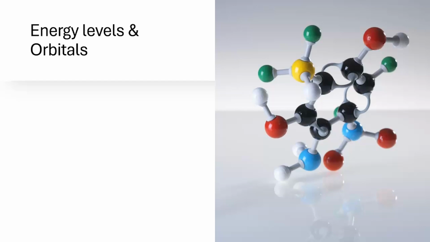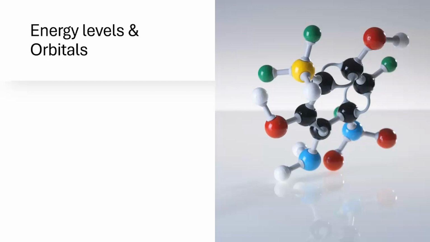Alright, slide 3. Energy levels and orbitals. Now that we've met the protons and neutrons, let's talk about how the electrons are arranged. Electrons live in energy levels, which you can think of like floors in a building. The closer the electrons are to the nucleus, the lower their energy is. And the farther they are, the more energy they have. Basically, it's like your phone. The closer you are to a charger, the more battery you have.